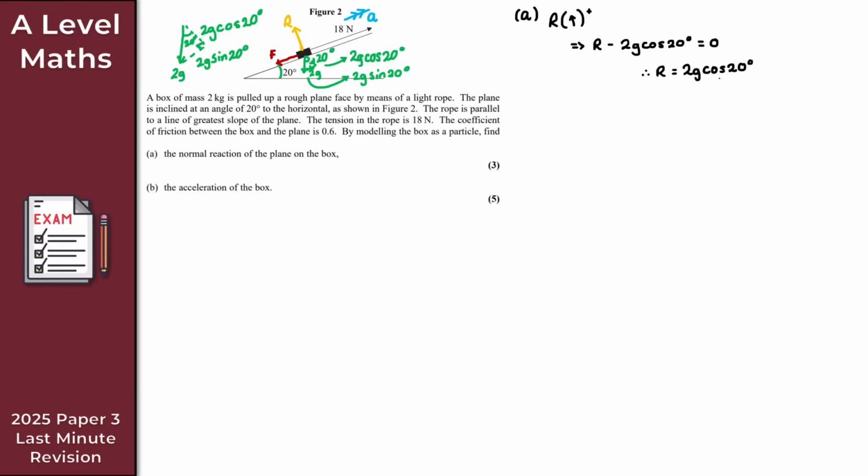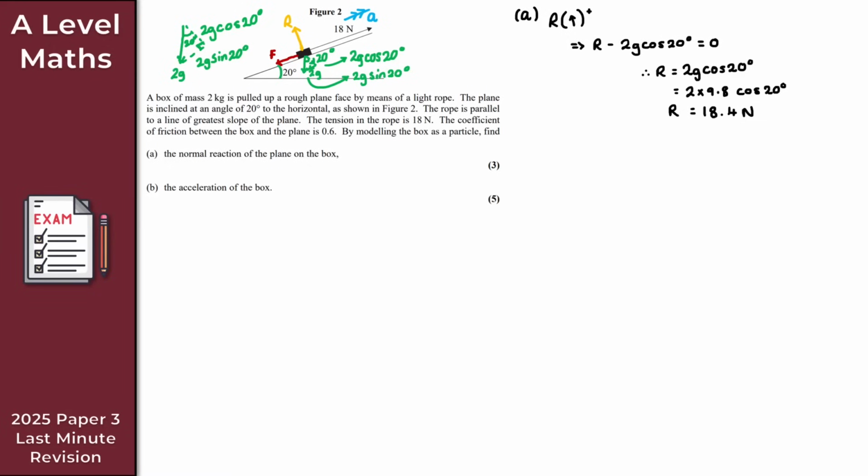And at this point here, just put this into your calculator, right? So that's 2 times 9.8 cos 20 degrees. Put it into your calculator. And we should find here then, to three significant figures, we get 18.4 newtons there. Perfect. So this here then is the normal reaction of the plane on the box. That gives us the solution there to part A.